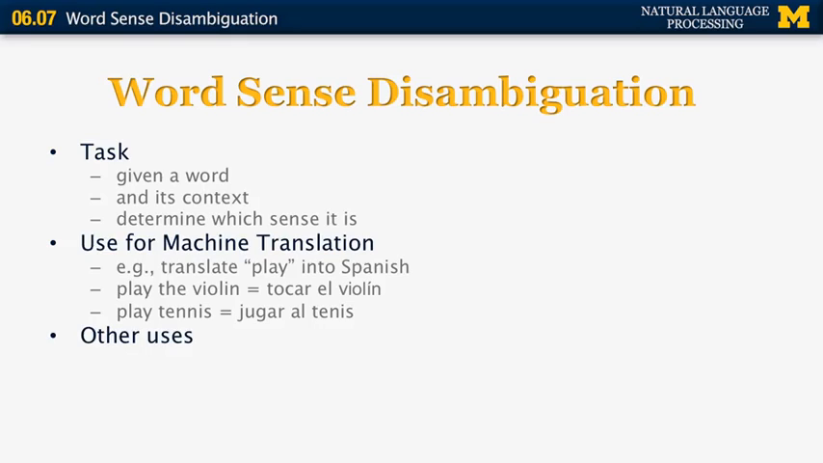For example, for accent restoration. So the word cote in French means different things and it's pronounced differently depending on where the accents appear. So it could be something like côte, which is a coast, or côté, which is side, and so on.